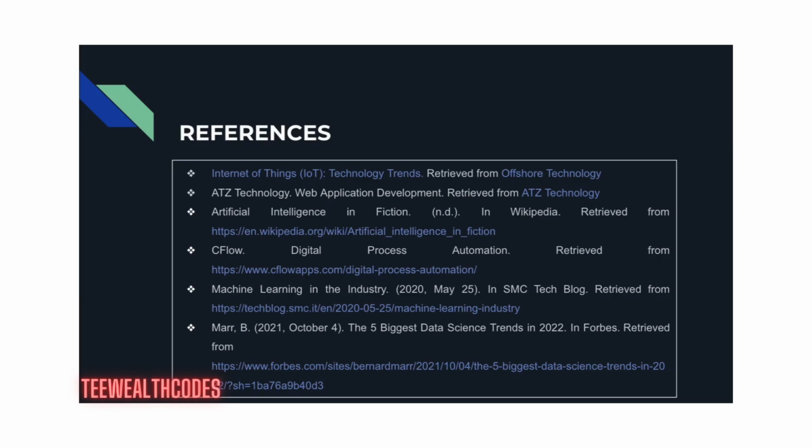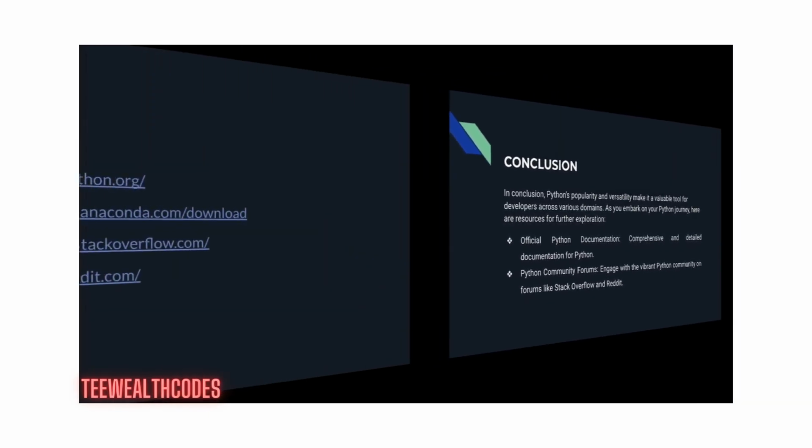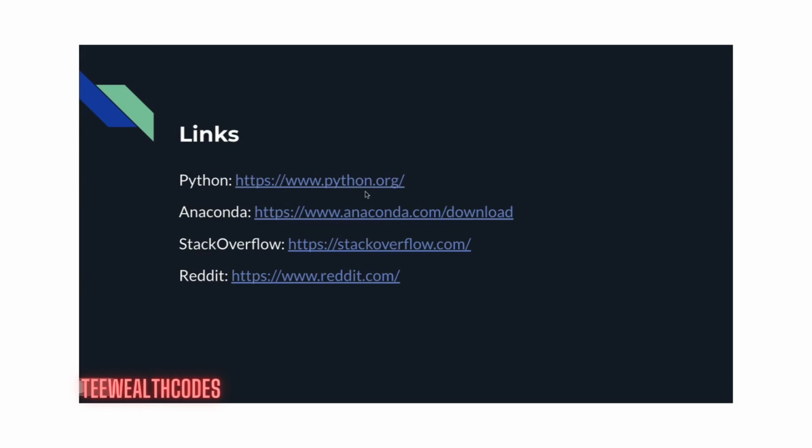Now let's move on to how we're going to download. If you want to download Python, what you need to do is go to python.org. I think I have the link posted here before. So we go to python.org.